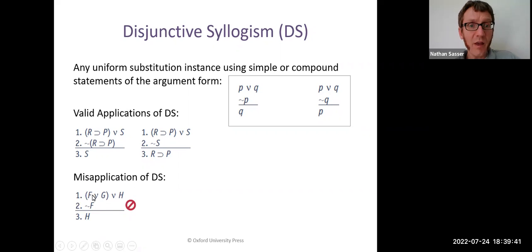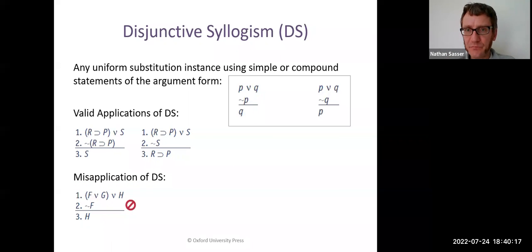Either F or G or H. Well, it's not the case that F, therefore H. What went wrong? Look, they didn't negate the disjunct. They just negated part of the disjunct. If you wanted to make this a valid disjunctive syllogism, you have to say it's not the case that (F or G), therefore H. But they didn't do that. So it doesn't follow.